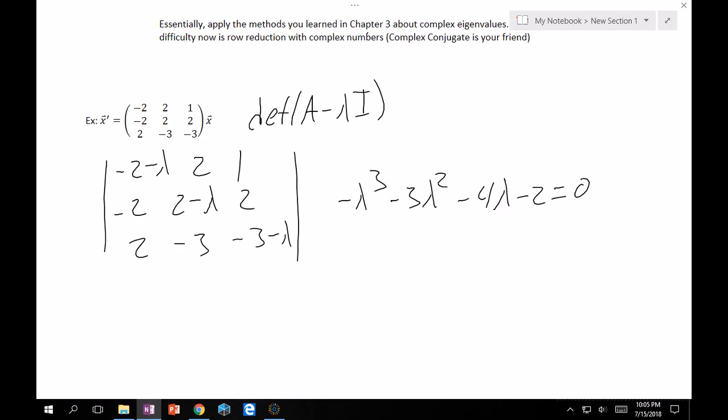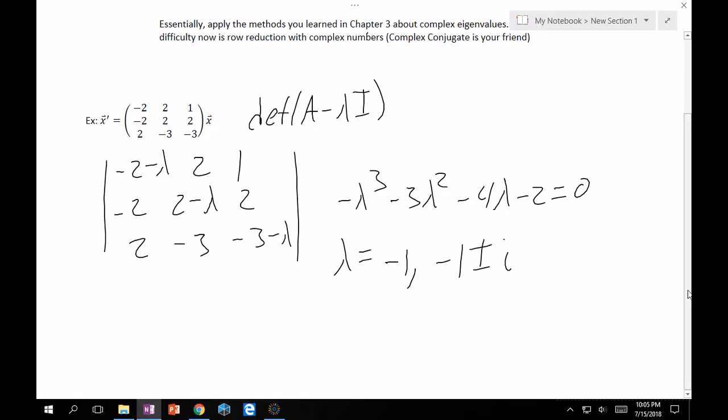So you're guaranteed from this polynomial that at least minus 1, plus 1, minus 2, or plus 2 is going to be the real eigenvalue from here. And I'll just tell you right now, the eigenvalues for this are minus 1, and then minus 1 plus or minus i.